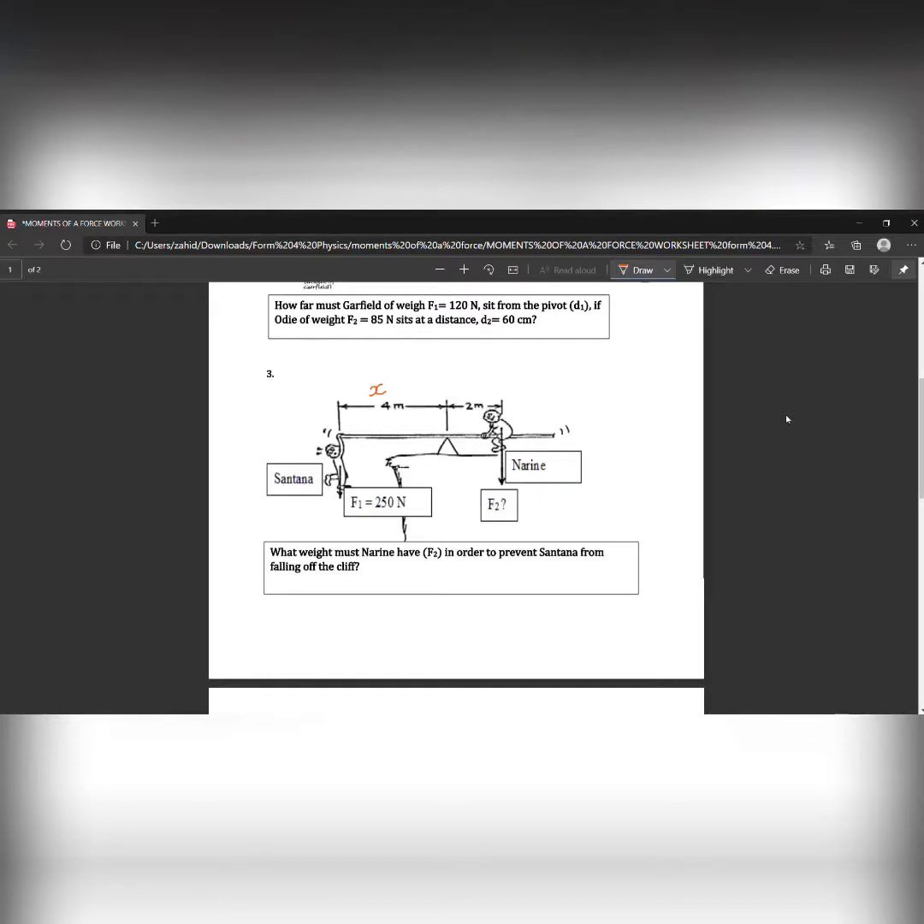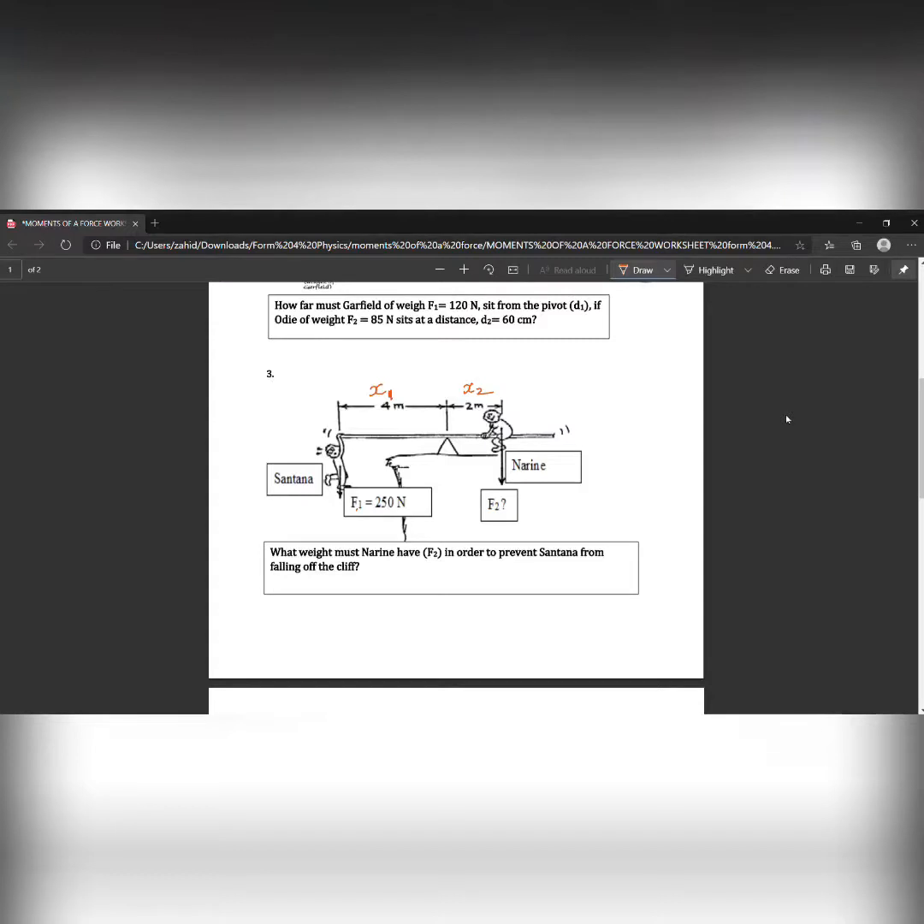Now, I'm going to call it Santana's distance, x1, from where he's hanging to the pivot, and Narayan's will be x2. Why am I labeling that? Because I'm labeling it according to my forces. F1 corresponds to x1, F2 corresponds to x2. Now, this is by no means the only way to do this. You can actually call it anything you want.